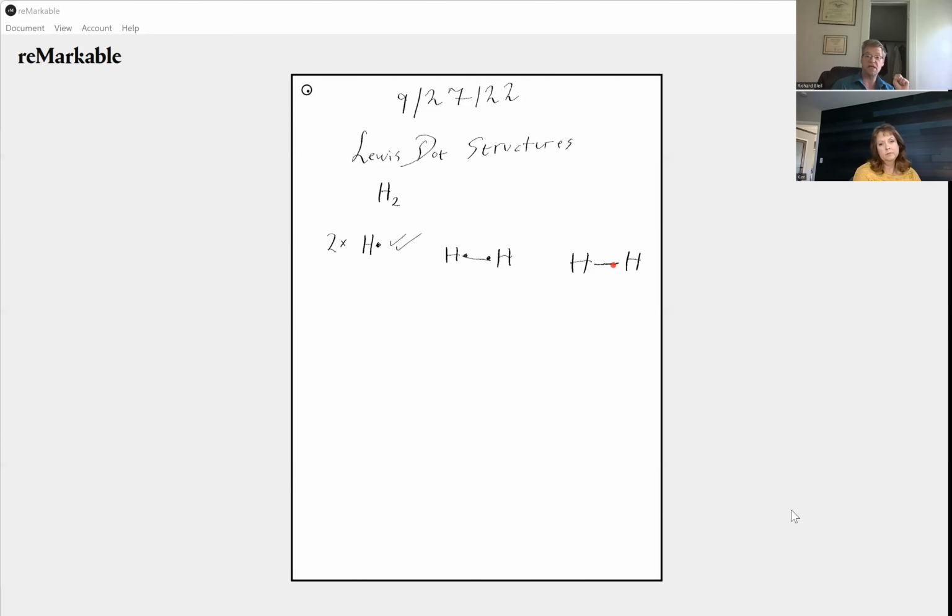When you're counting up the octet, the bond always counts for both elements. This hydrogen also has 2 electrons. So is the octet rule satisfied? Yes, it is.